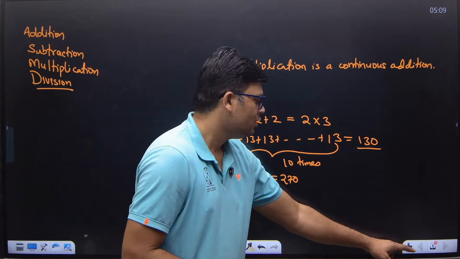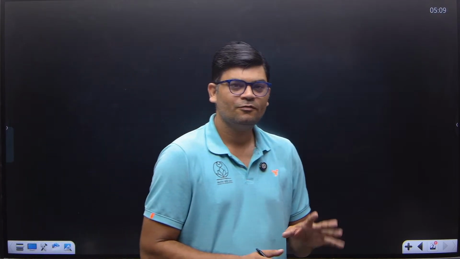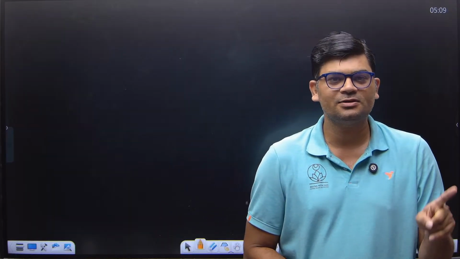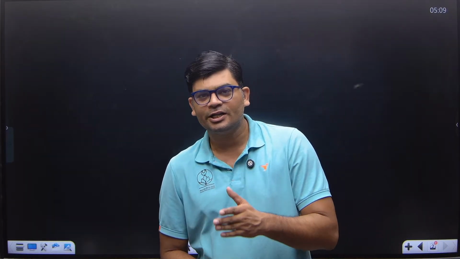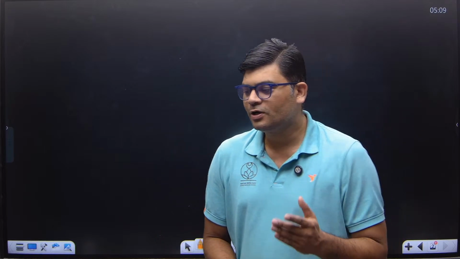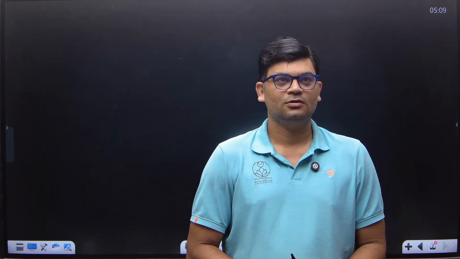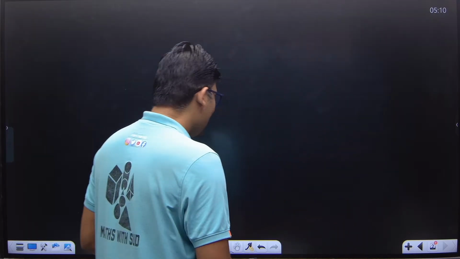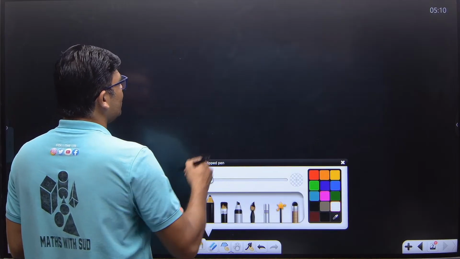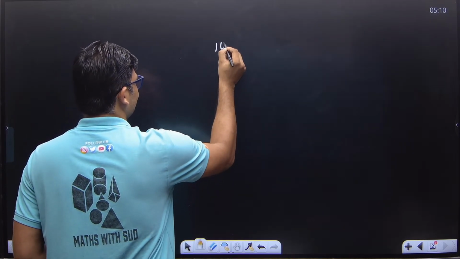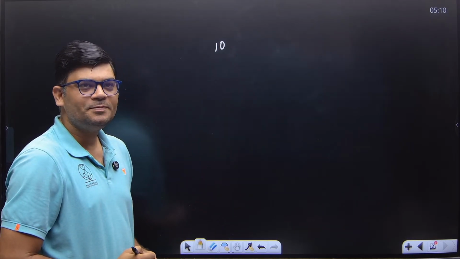Okay, fine. So how many operations are there? 4 basic operations: addition, subtraction, multiplication, and division. Now multiplication, as I said, is a continuous addition. What can you say about division? It's like continuous subtraction. Yes, it is a continuous subtraction. So let us take the example of, let us say, 10, and 10 is being divided by 2.